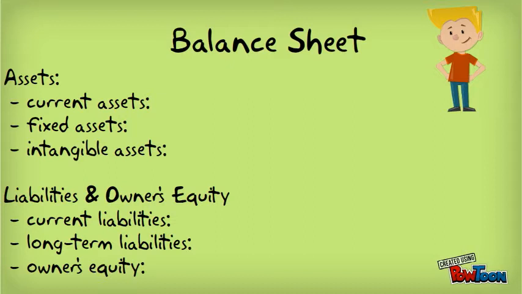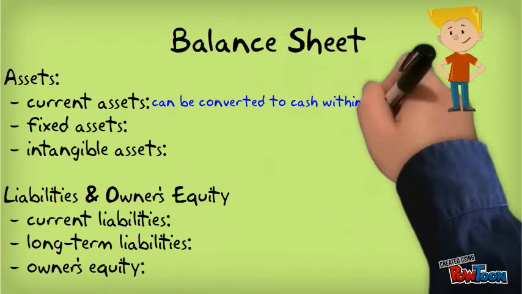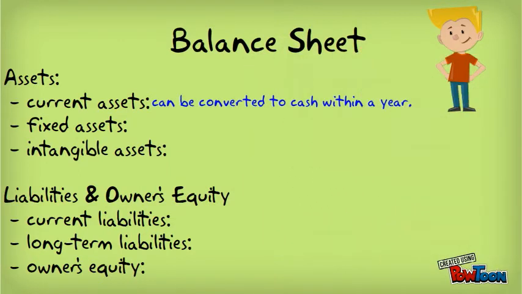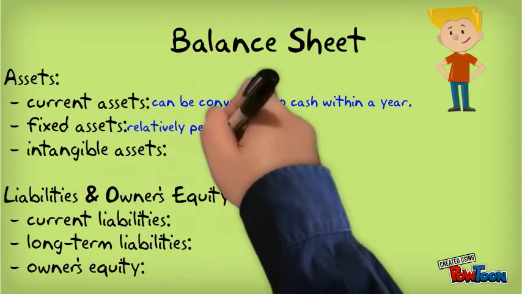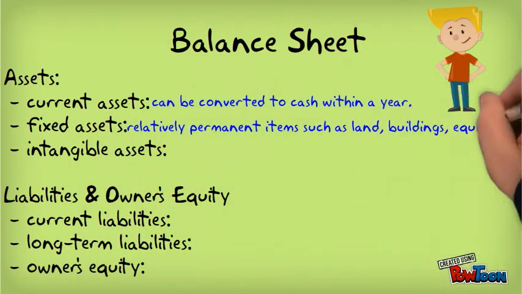So, what do current assets include? Items that can be converted to cash within 1 year. This would be cash, accounts receivable, any inventory, and then fixed assets, which are the long-term assets, are more permanent structures. They include things such as land that you own, buildings, equipment. These items would take a lot longer to be converted into cash.